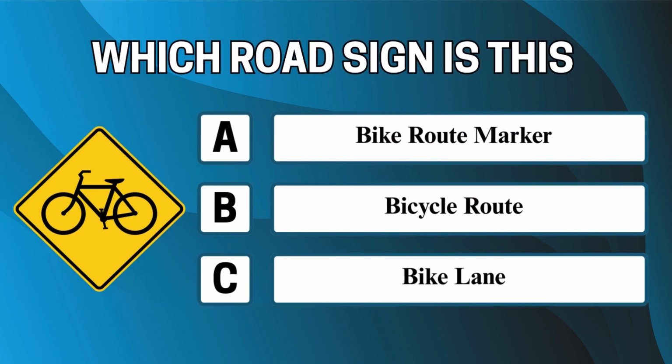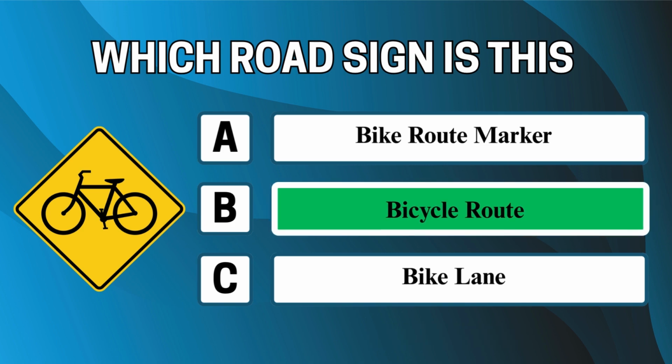Which road sign is this? A. Bike route marker. B. Bicycle route. C. Bike lane. Exactly, it is the bicycle route sign.